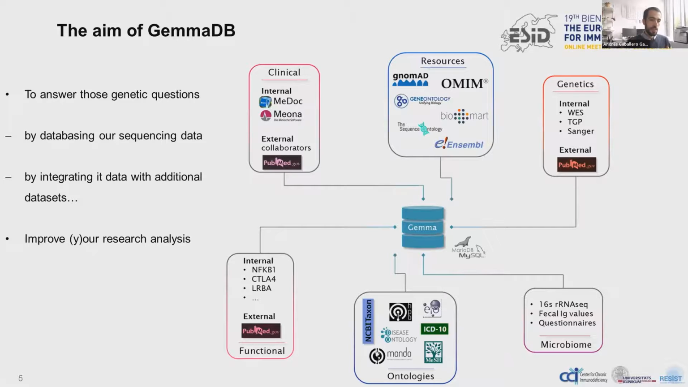We store in that database our sequencing data, so that means every single variant identified in the patient and all the metadata associated with it, and we integrate this with additional data sets: clinical information, functional evidence from internal assays that we perform in our group, also from external groups or collaborators, or even published in the research literature. We can pull together all this information using additional external resources such as OMIM, ClinVar, gnomAD, Ensembl. And what's important is also to integrate it with ontology.